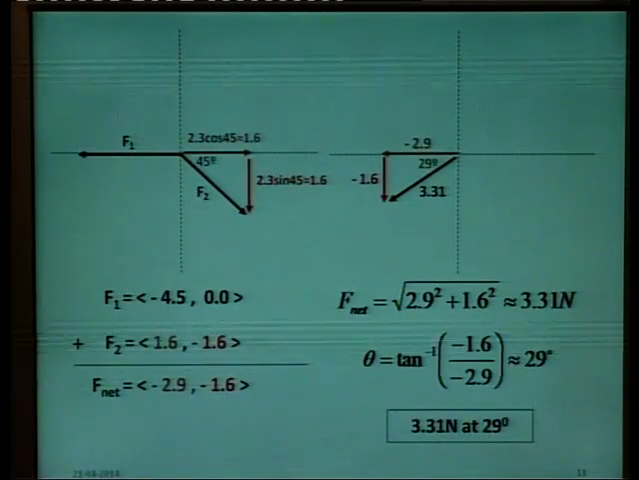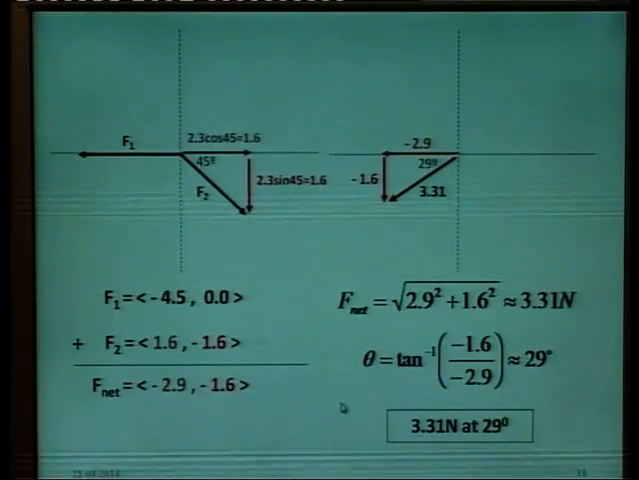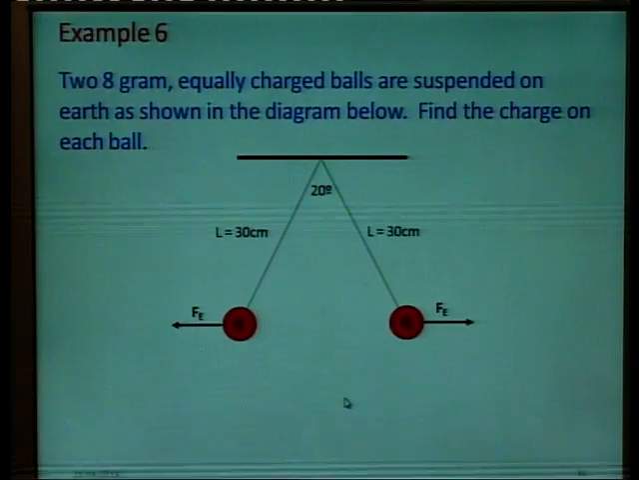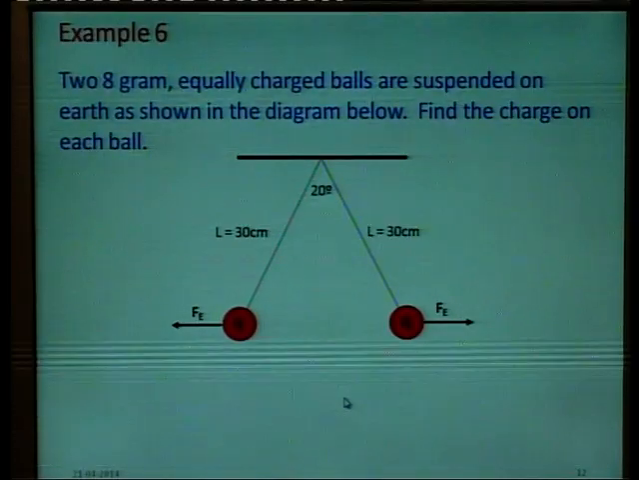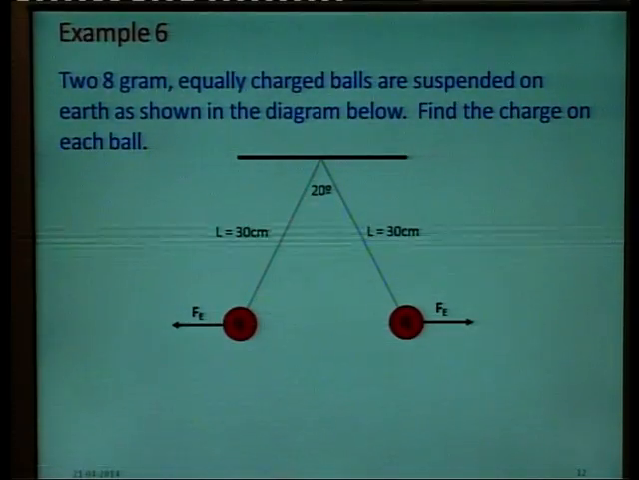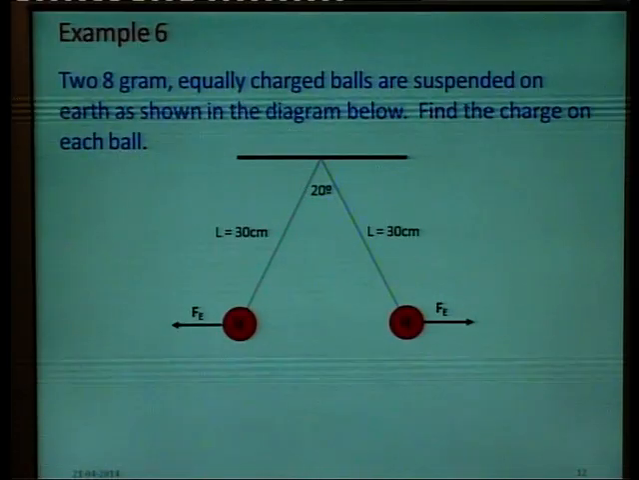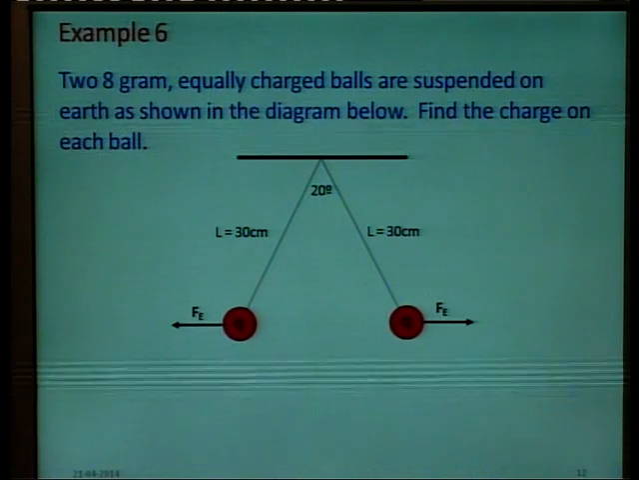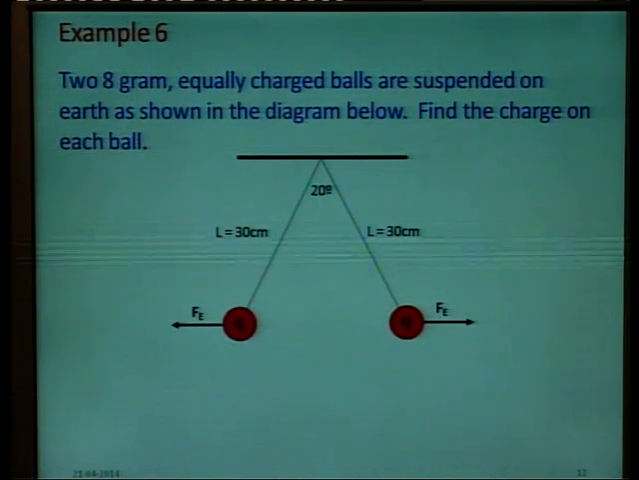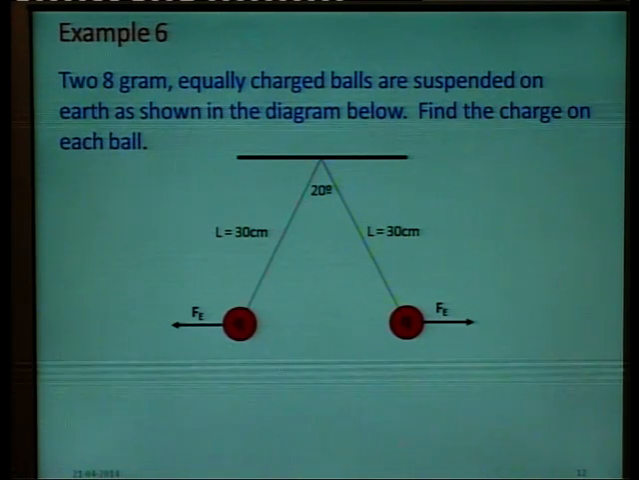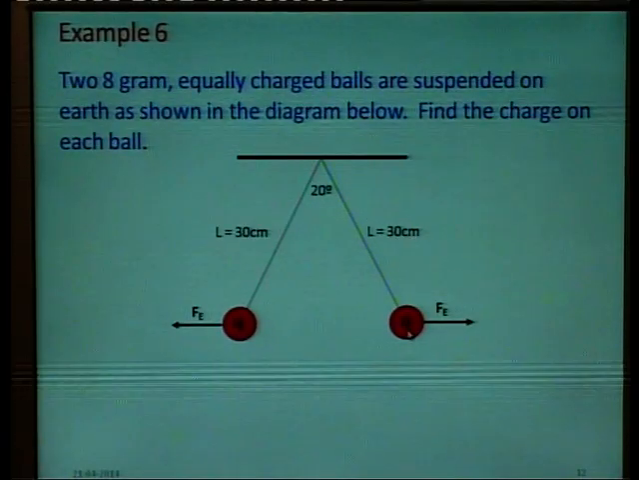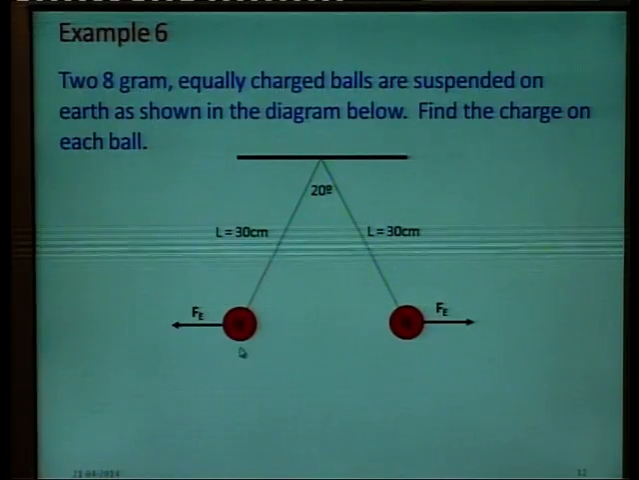So, the net force that acts on it is 3.31 Newton in a direction that is 29 degrees. Next problem. Two 8-gram equally charged balls are suspended on earth as shown in the diagram. Find the charge on each ball. There are two balls, they have been charged, their mass is 8 grams.